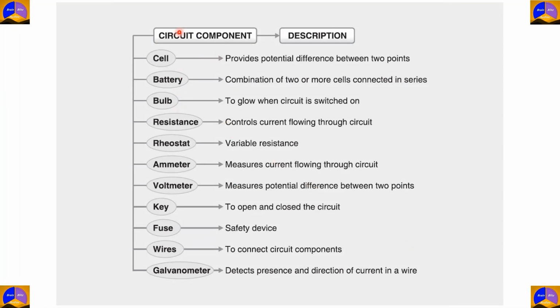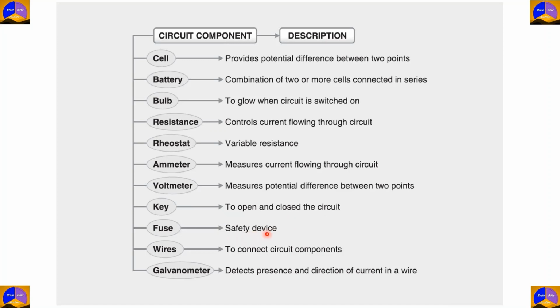Now let's look at some of the circuit components. A cell provides potential difference between 2 points. A combination of 2 or more cells connected in series is termed as battery. A bulb glows when electric current is passing through a circuit which is switched on. Resistance controls the current flowing through the circuit. Variable resistance is found in a rheostat. The ammeter measures current flowing through the circuit, while the voltmeter measures the potential difference between 2 points in a circuit. A key is used to open and close the circuit.